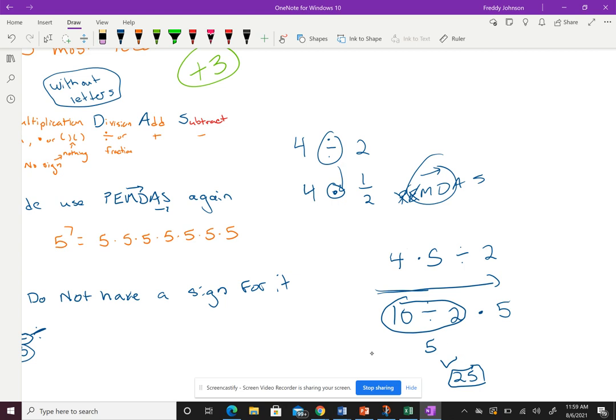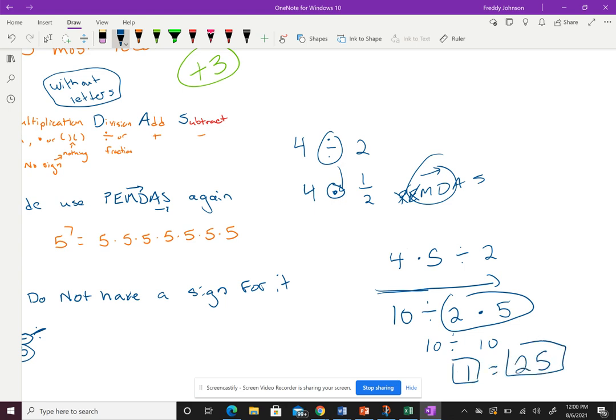Okay. A lot of you guys will be jumping in and being, oh, well, I got to do multiplication first. Okay. And you go 2 times 5. Well, 2 times 5 is 10. So now I get 10 divided by 10. Well, 10 divided by 10 is 1. It's totally different than giving me 25. So please understand, okay, it's multiplication or division from left to right, whichever comes first. This is wrong because I should have done the division first. Okay. So hopefully that makes sense.